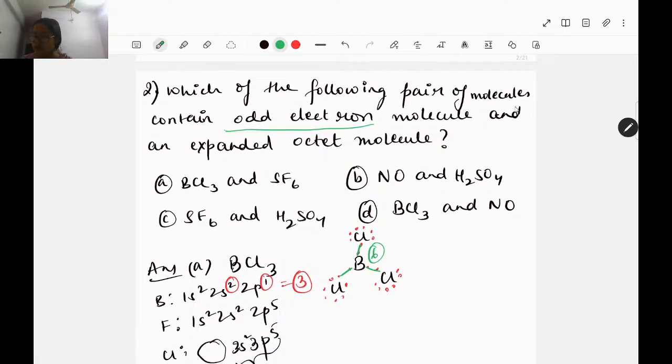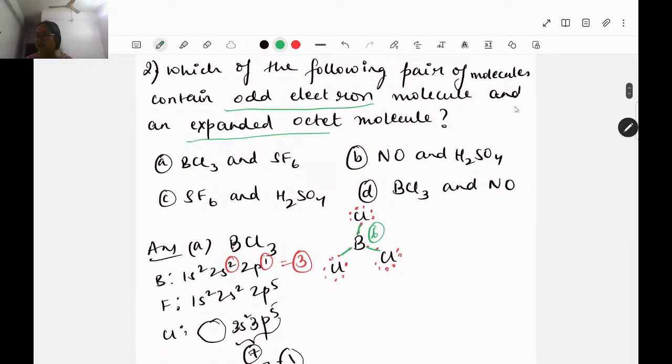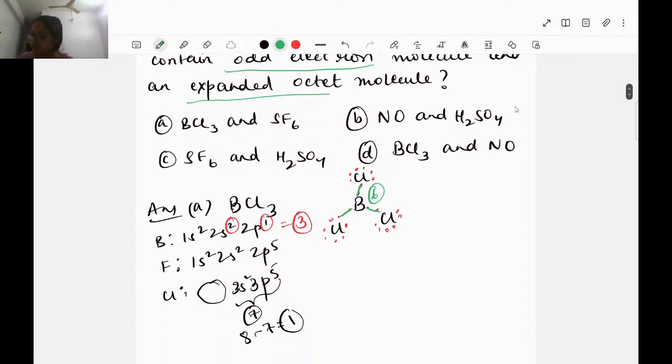So we cannot say that it is a case of expanded octet because it is not completing its octet at all. So how can it be expanded? And neither is it an odd electron molecule. They are all satiated. Nobody is odd over here. They are all in pairs. Okay, so now SF6, let us quickly see the molecule of SF6.